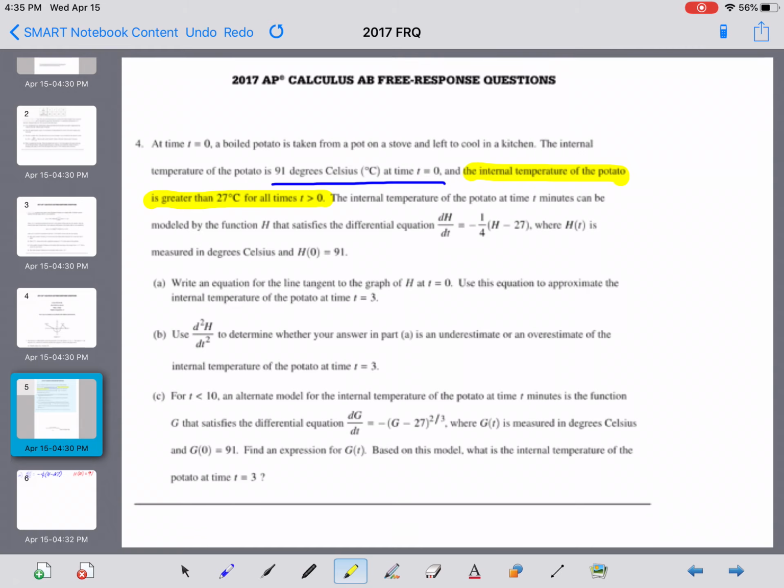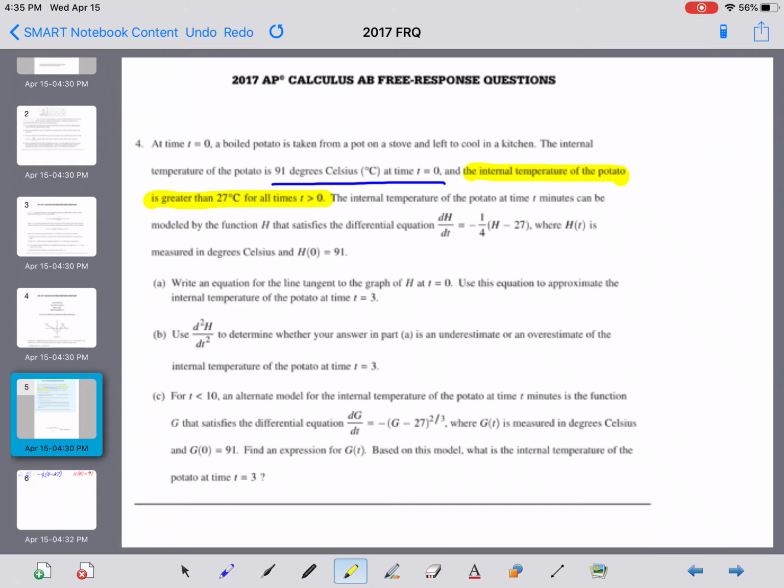My quick interpretation of that, and we're talking about Celsius here, is that 27 degrees might be room temperature in Celsius, and it would stand to reason then that if you took a hot potato out of boiling water, of course water boils at 100 degrees Celsius, so that 91 right there seems realistic for an initial temperature. The potato is never going to get colder than the surrounding room temperature, so I'm thinking that's what's relevant here, but I'm not sure that that's important.